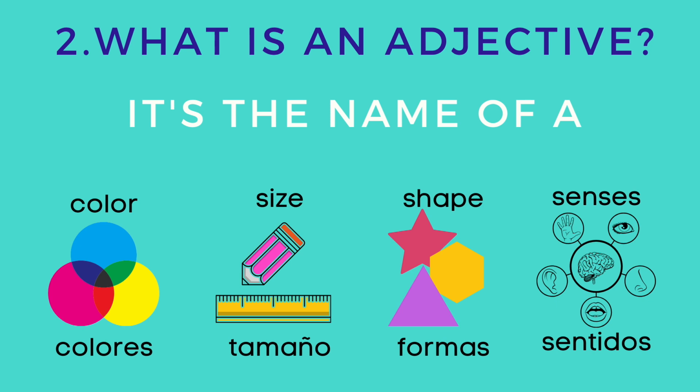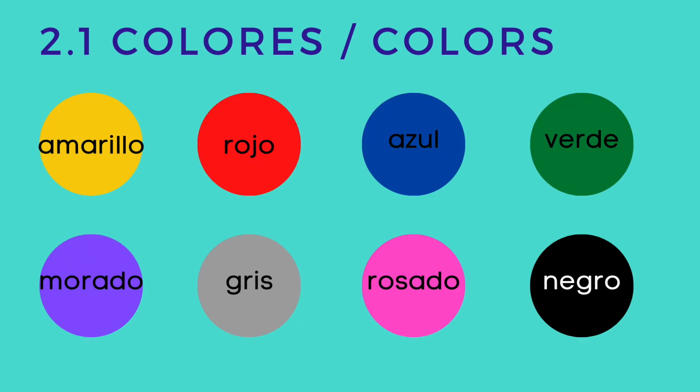Colores. These words, all the colors are adjectives because when we try to explain or describe how something looks like, we use colors. We use color names, color nouns. Amarillo, rojo, azul, verde, morado, gris, rosado, negro.